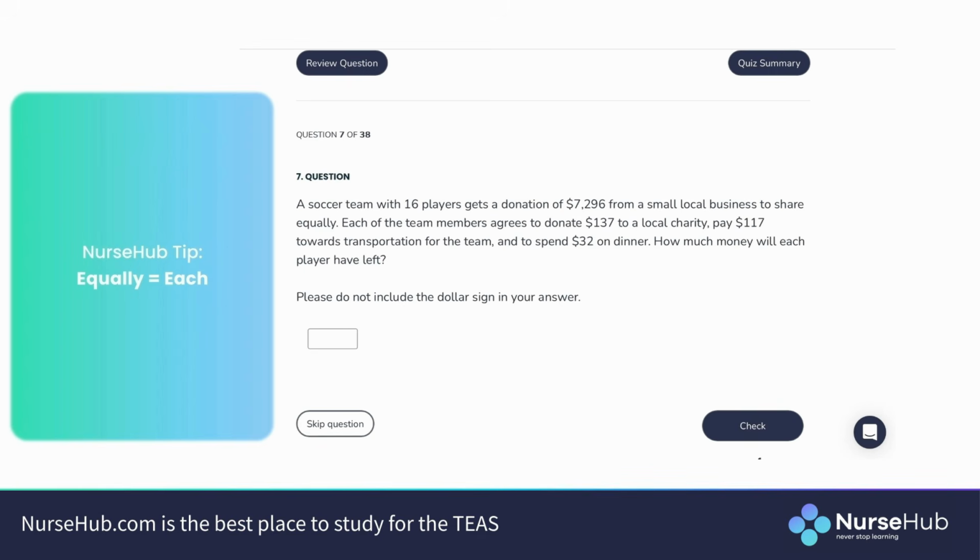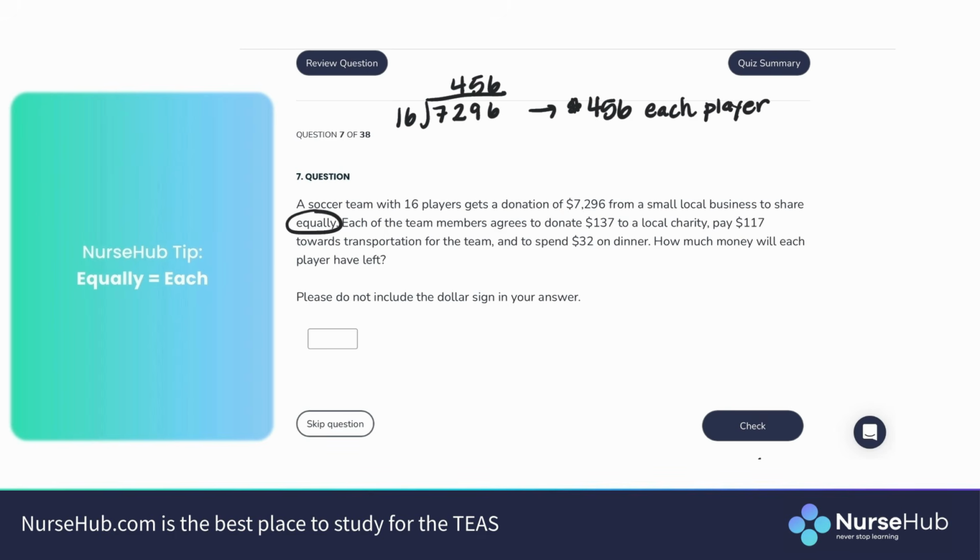All right, with word problems, we read the whole thing, now let's start to interpret. Soccer team has 16 players. They get a donation of $7,296 that they're going to equally share. So I know that this amount here, 7,296, that's going to be divided by 16. And when I do that, 7,296 divided by 16, I get that each player has received $456. And that's the amount of money that each player has.